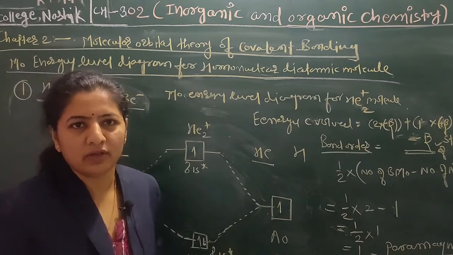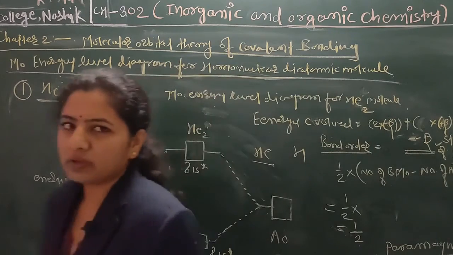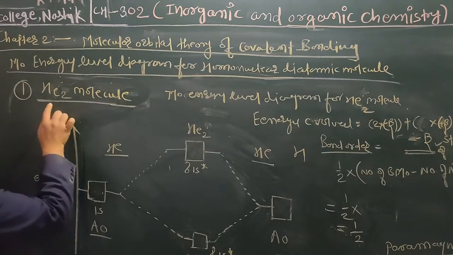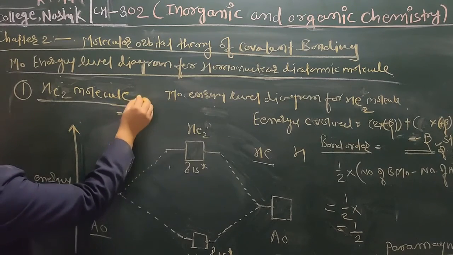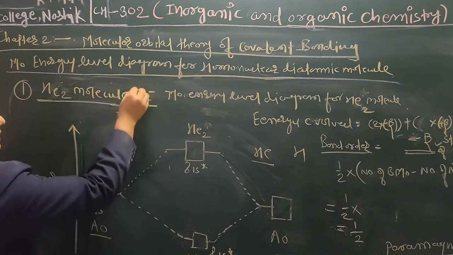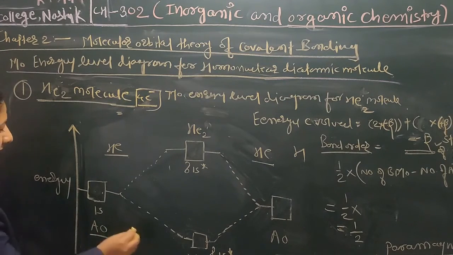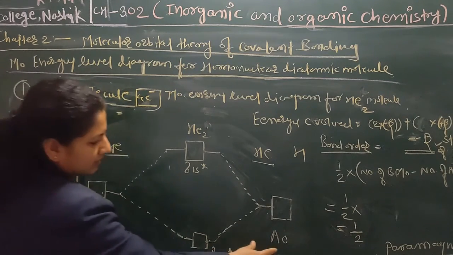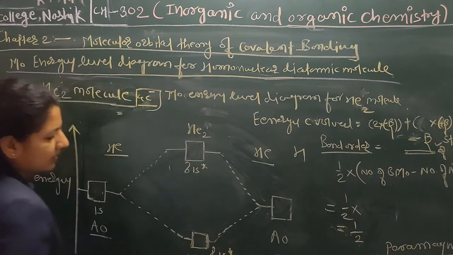Helium diatomic molecule. So here that is the He2 molecule. As we know, one helium has 2 electrons, so 2 helium atoms have 4 electrons. Now the distribution of electrons is like this: there is an antibonding molecular orbital, this is also an antibonding molecular orbital, and this is a molecular orbital here.